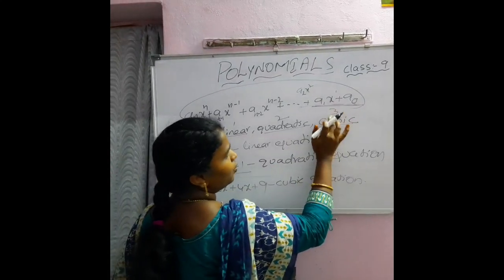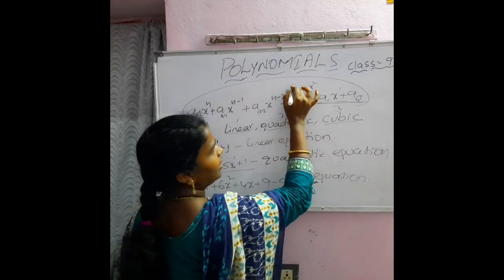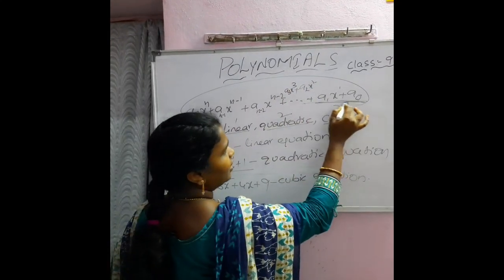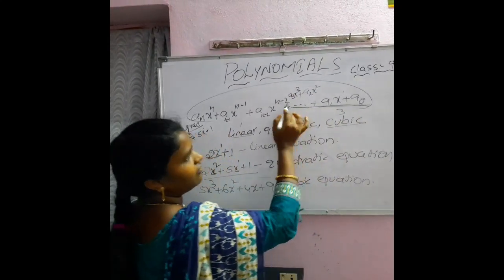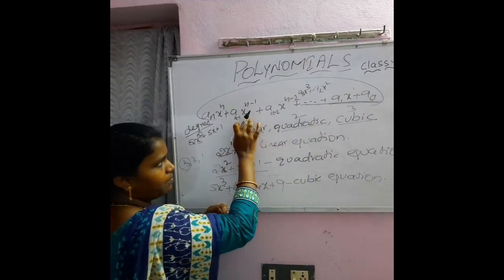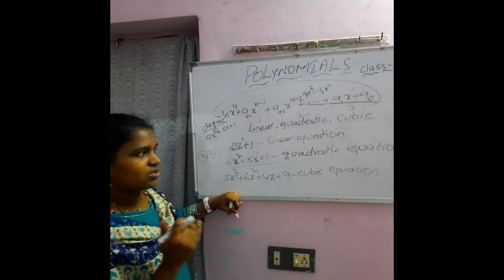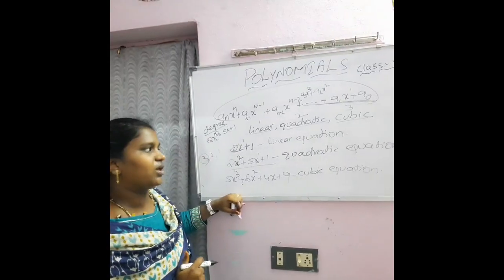Whereas in the cubic equation, the front term will be a3x cube. That means if I take these 4 terms, I can form a cubic equation. If I know the general form of a polynomial, I can derive the linear equation, quadratic equation and cubic equation.